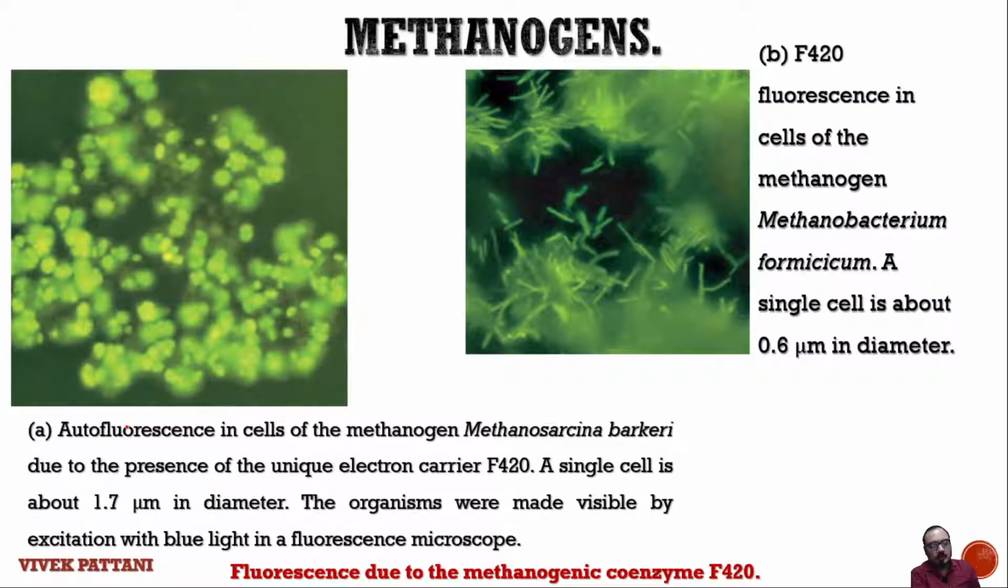And another photograph to the right, which is B, shows F420 fluorescence in the cells of the methanogen Methanobacterium formicicum. A single cell is about 0.6 micrometers in diameter.